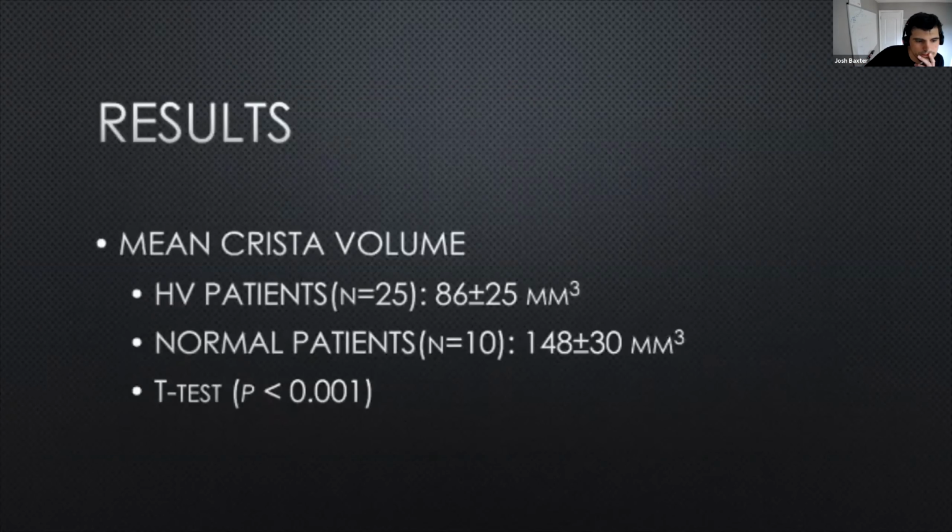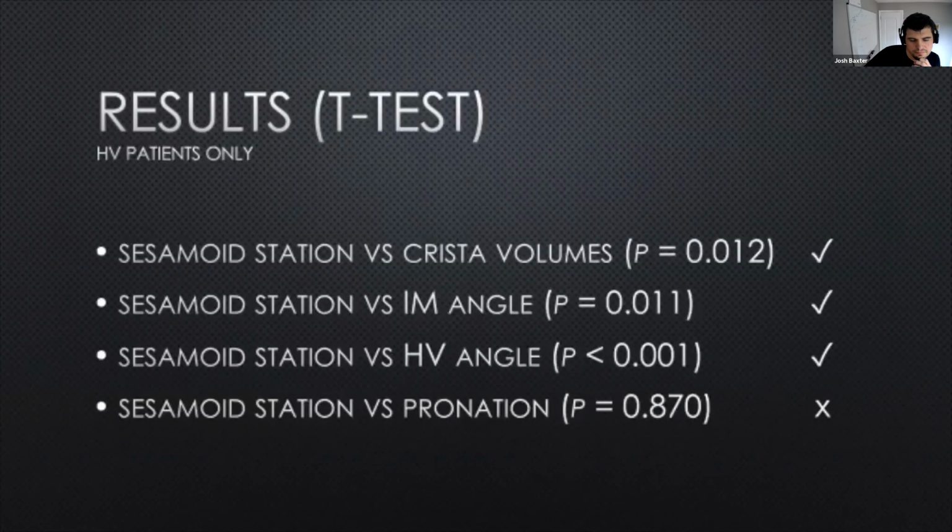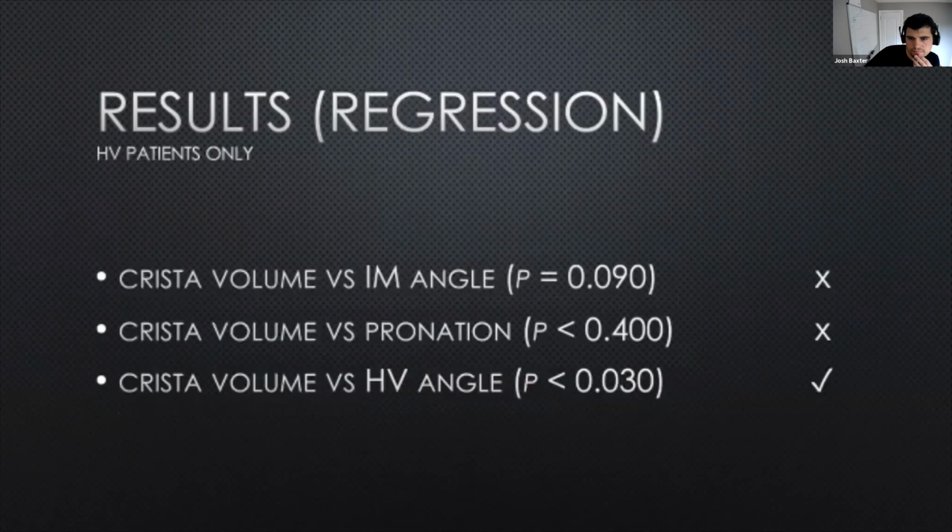The mean crista volume of HV patients was 86 millimeters cubed and was 148 millimeters cubed in normal patients, with the t-test showing statistical significance. T-tests using simplified sesamoid station to compare crista volumes, IM angle, and HV angle of HV subjects only were all found to be statistically significant. However, the t-test using simplified sesamoid station to compare pronation was found to not be statistically significant. The regression of crista volume against the IM angle and pronation angle in HV subjects did not show statistical significance. The regression of crista volumes against the HV angle in HV subjects did show statistical significance.